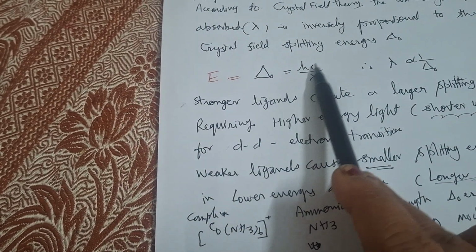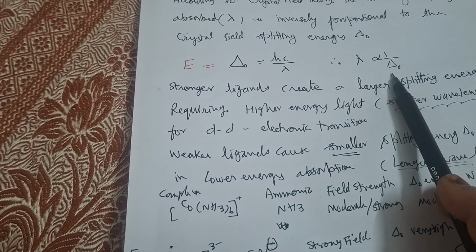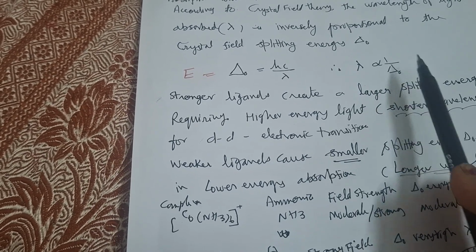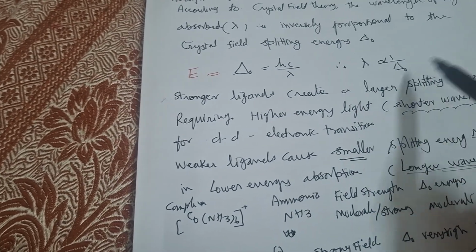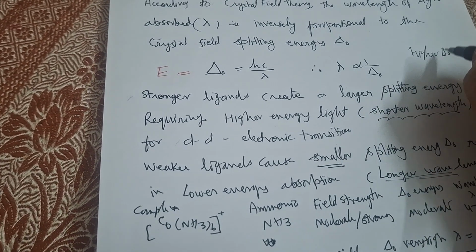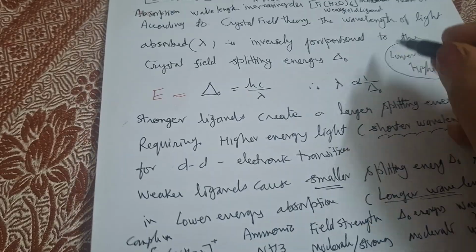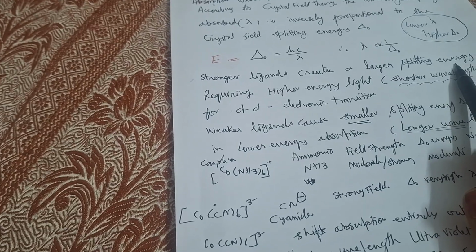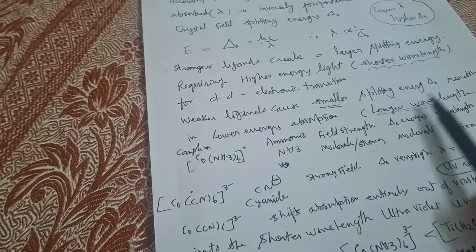Energy delta O is inversely related to wavelength. The wavelength is inversely related to crystal field splitting energy. It means the more the CFSE, the lower the wavelength. Understood? Higher delta O, so lower wavelength. Clear? Inversely related, and vice versa. So stronger ligands create a larger splitting energy, so shorter wavelength. Larger energy, shorter wavelength. Lower energy, longer wavelength.